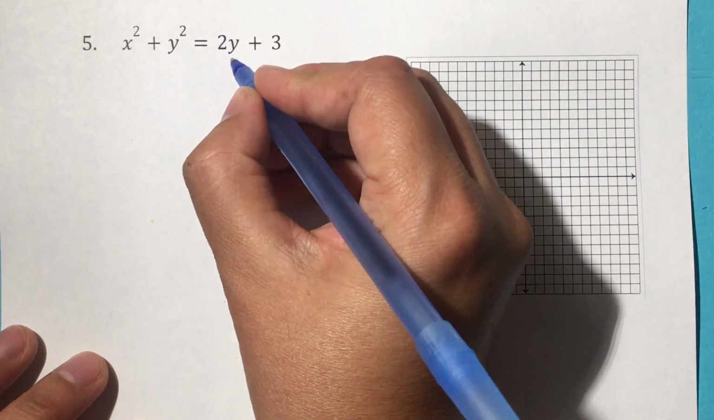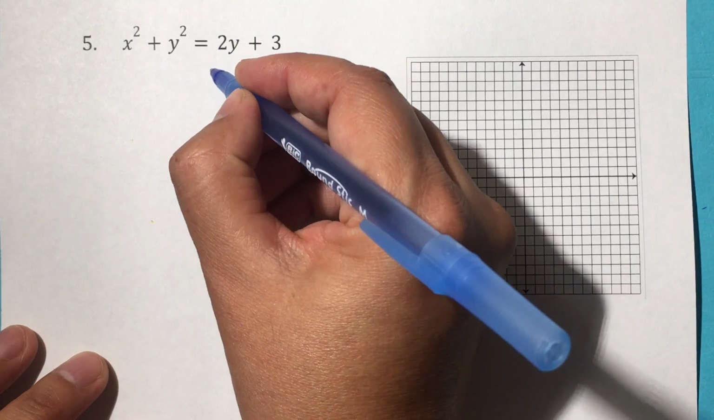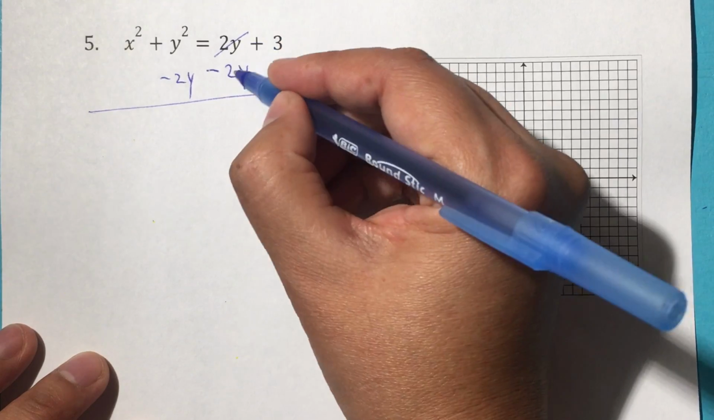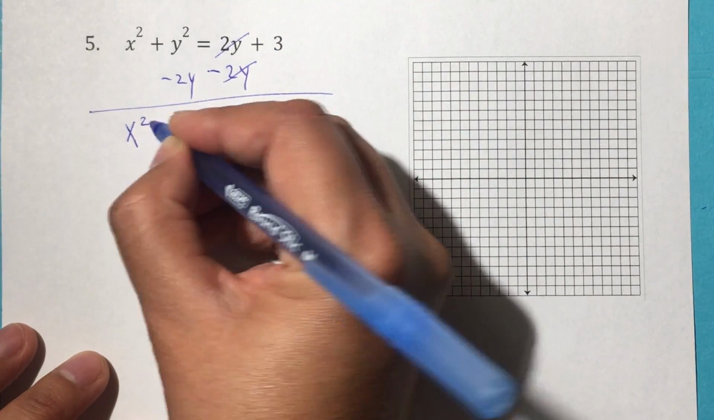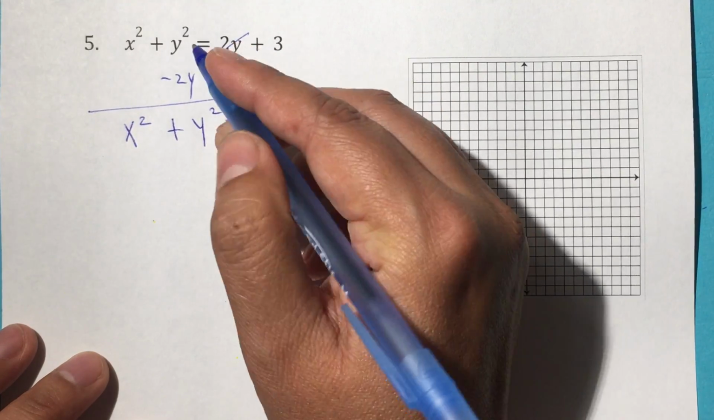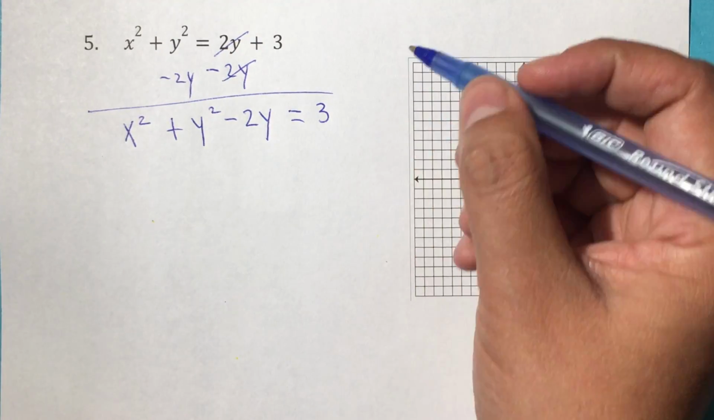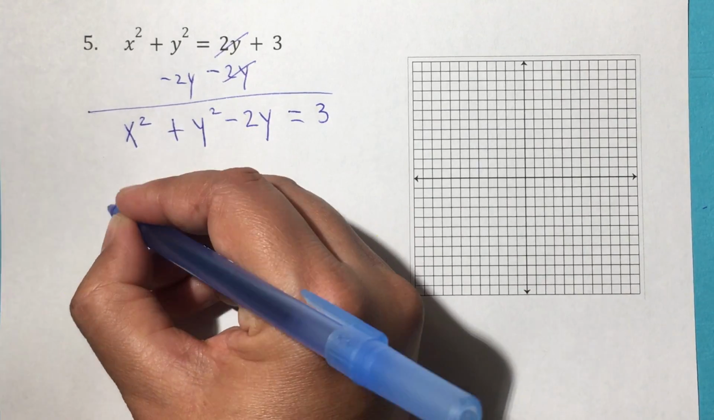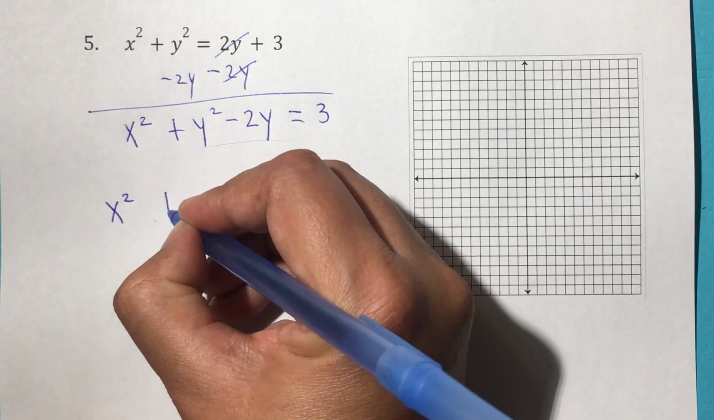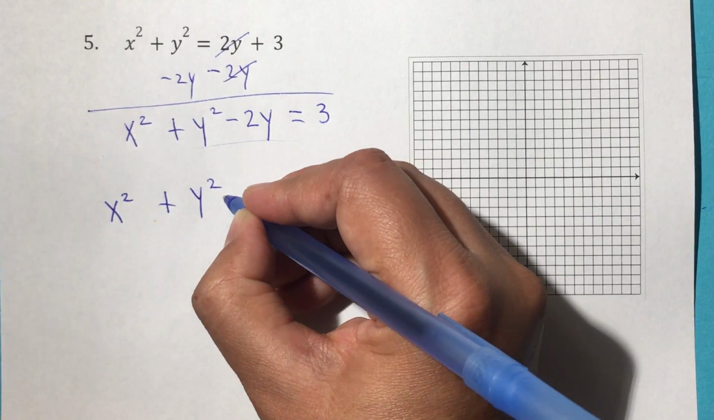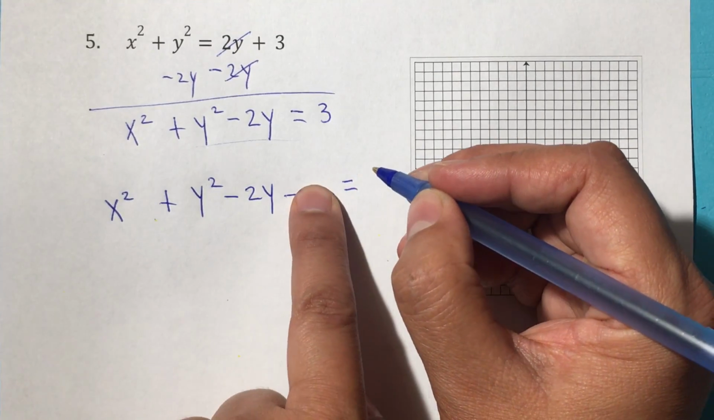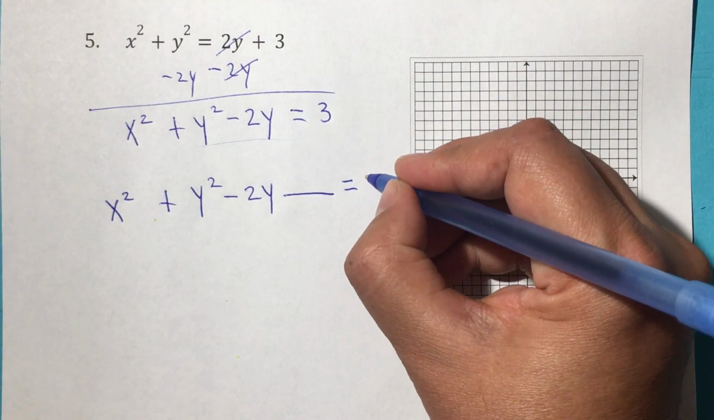Number 5, the first thing that we are going to do is to subtract 2 from both sides. This cancels, and I'm going to have x squared plus y squared minus 2y equals 3. And the x squared is already a complete square, but this one we have to complete it, so we're going to rewrite it as y squared minus 2y. Put the line for whatever we need to add in there, equals 3.